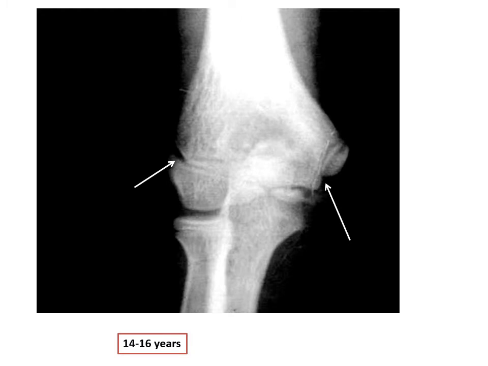Now coming to the second, it is the X-ray of elbow joint, AP view. Here we see the lower end of humerus, upper end of ulna and radius. The centers for head of radius, medial and lateral epicondyle have appeared but not fused. So the age is about 14 to 16.